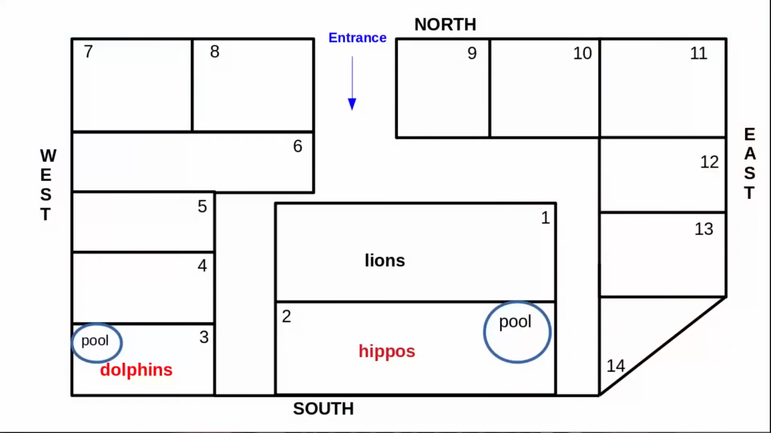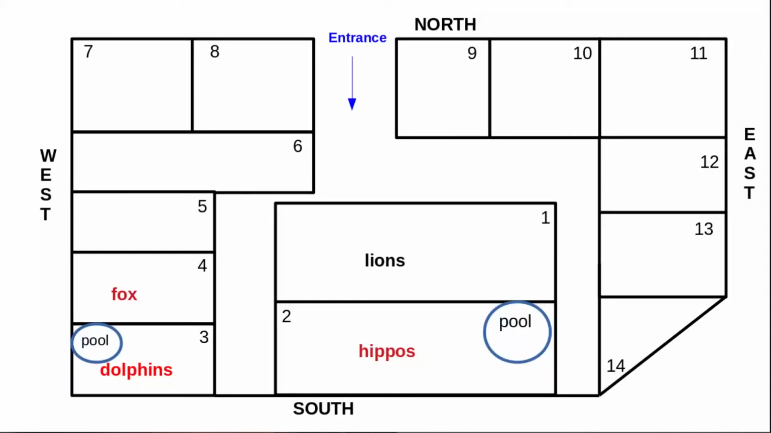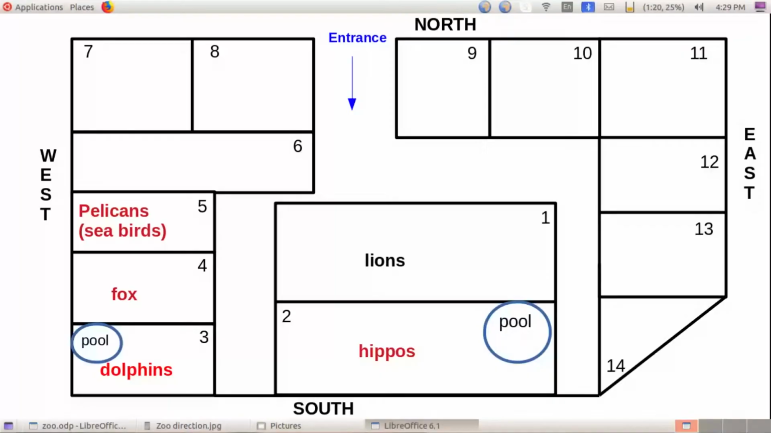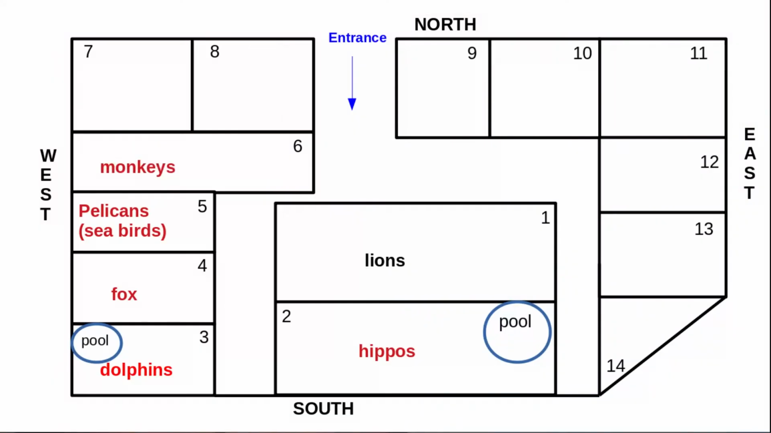And is there any other cage? It has a pool. Yes, cage number 3. And what is there? Dolphin, very good. They have also a pool to swim in. Then fox, cage number 4. Then pelican, the seabirds, 5. Monkeys, 6. Zebras, 7. Giraffes.